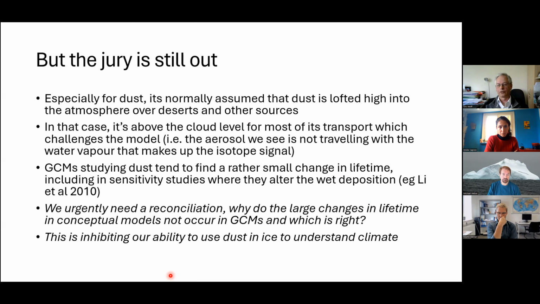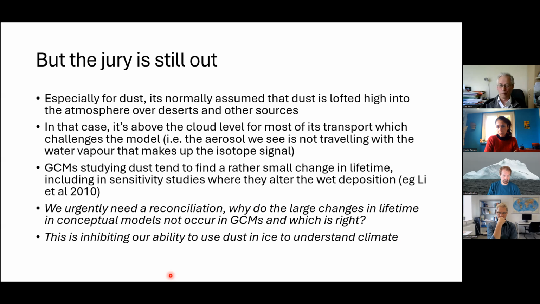In other words, the aerosol that we see is not traveling with the water vapor that makes up the isotope signal. And that makes sense because, after all, the air mass that contains the aerosol is generated over a dry desert. So it's highly unlikely that it's got in it much of the water vapor that eventually causes the isotope signal.